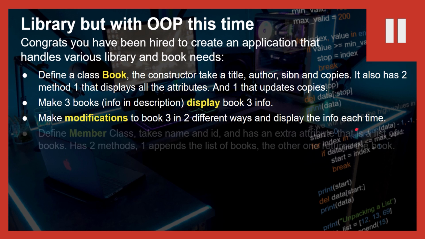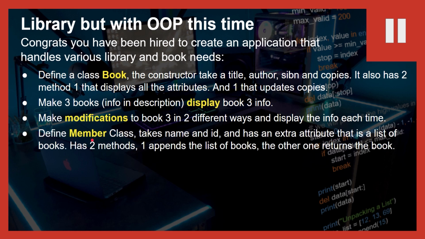Define the Member class that takes in the name and the ID of a said member that would like to maybe get a book, and has an extra attribute that is a list of books. So it doesn't take in the list, it just has that extra attribute. It has 2 methods, one that appends to the list of books and the other one that returns a certain book. So this time an attribute can also be a list.